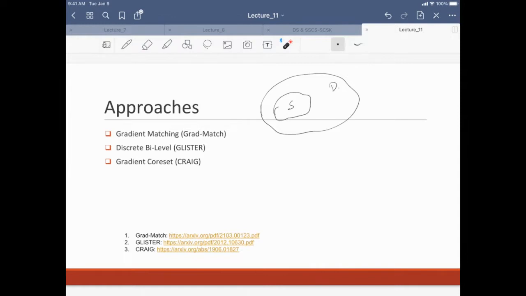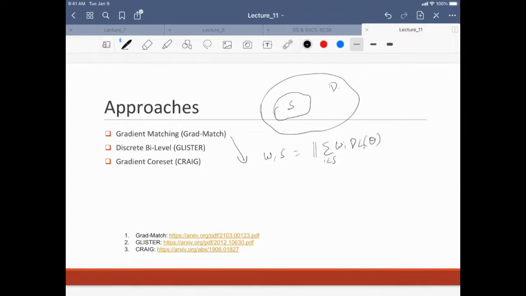There are a few ways we can do this. One is gradient matching. What we do in gradient matching is that we try to come up with a set of weights and a subset S so that we can try to minimize basically a weighted sum of the gradients, right?